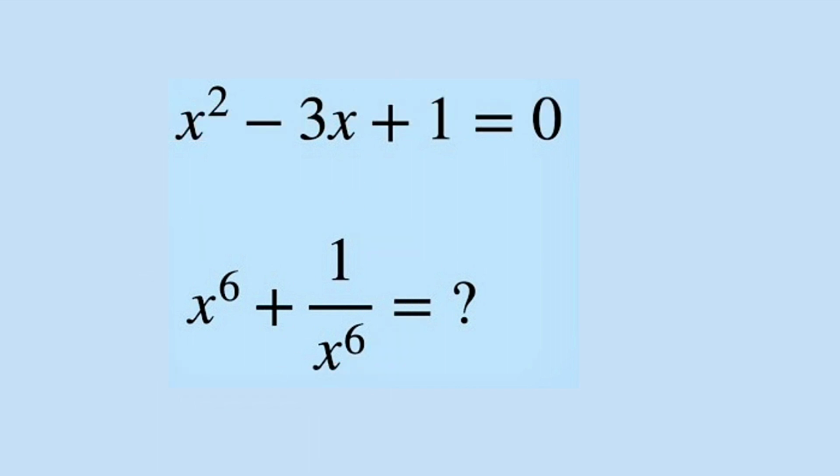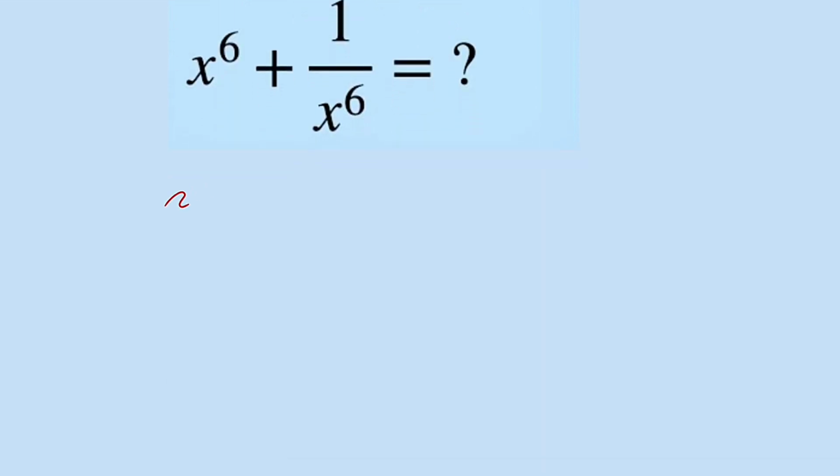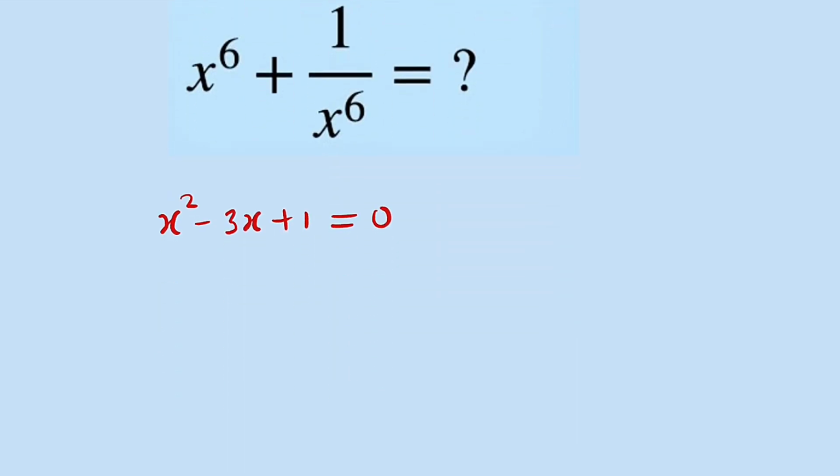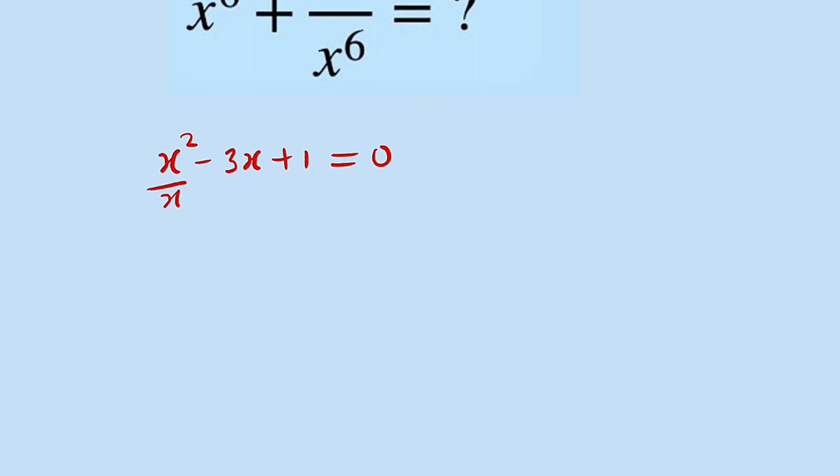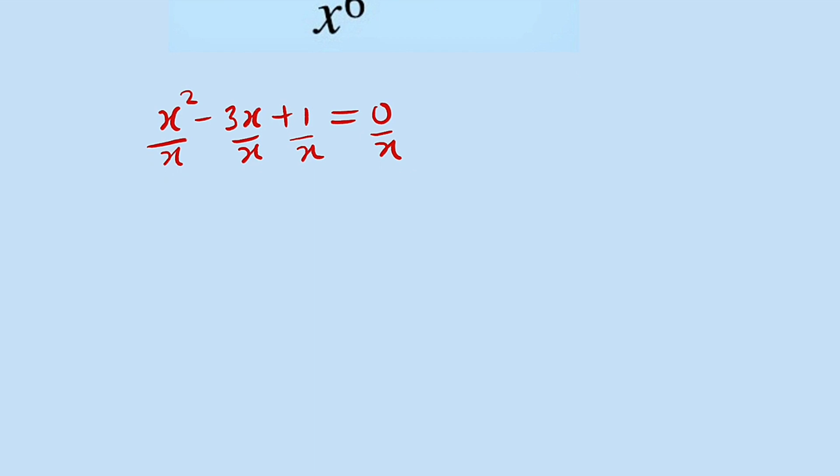We have x squared minus 3x plus 1 equal to 0, right? Okay, first of all, let us divide every single term by x. And now the equation reduces to x squared divided by x is x, minus 3x divided by x is 3, then plus 1 divided by x equal to 0 divided by x, which is still equal to 0.